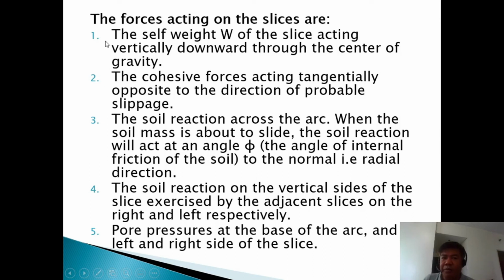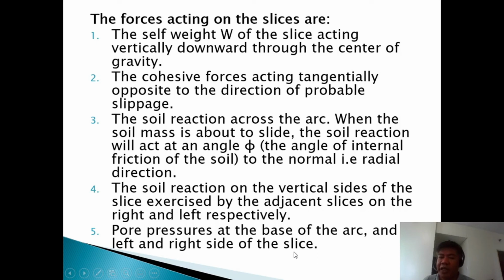So from the three forces that I already discussed, it is very clear that you need the unit weight, the cohesion, and the angle of internal friction. The soil reaction on the vertical sides of the slice is exercised by the adjacent slices on the right and left respectively, so those are the effect of those cohesion. Then of course the pore pressures at the base of the arc and on the left and right side of the slice.